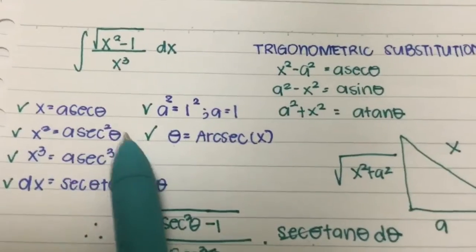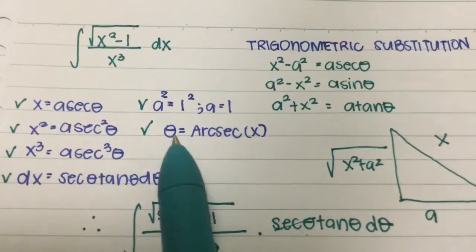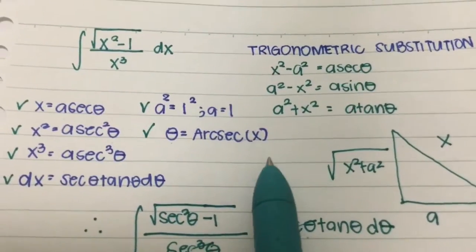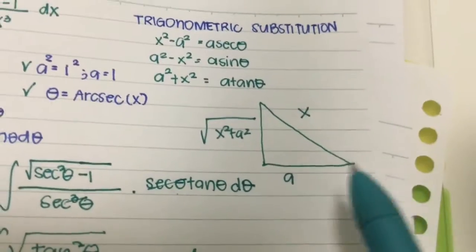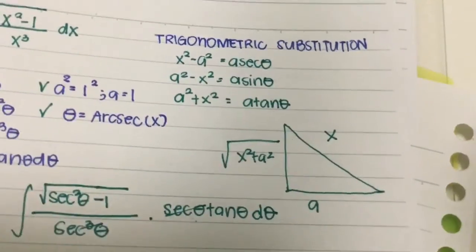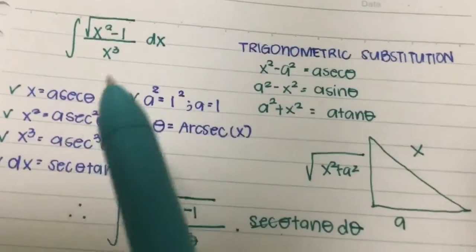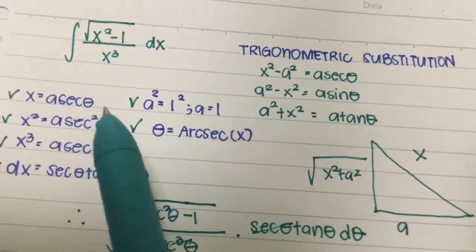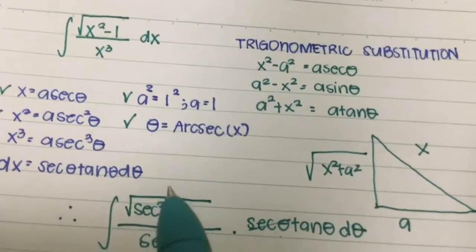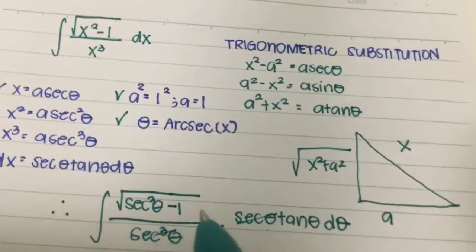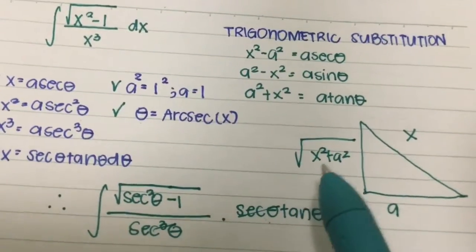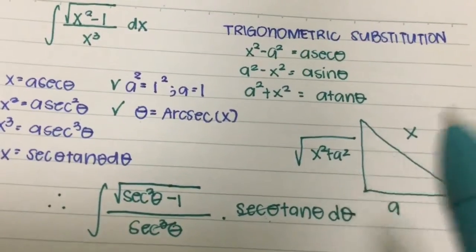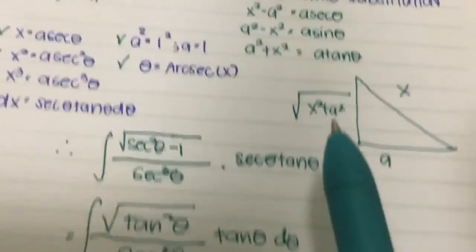So here, to get our theta, it's going to be equal to arc secant x. And for our Pythagorean triangle, we have secant theta equals x over a, x being our hypotenuse and a being our adjacent. And we have square root of x squared minus a squared as our opposite.